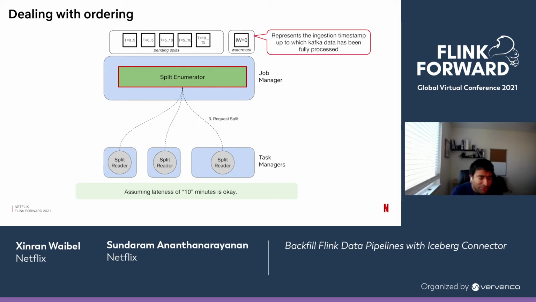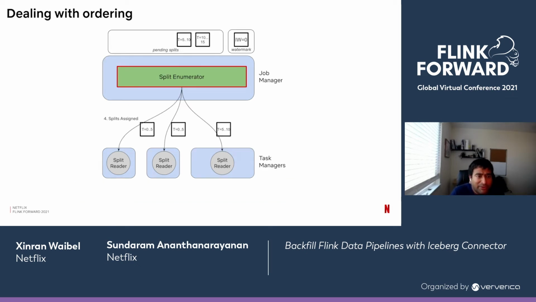So initially, you can see that it is initialized to 0, indicating that Kafka data up to minute 0 has been fully processed. Now, because the application can tolerate a lateness of up to 10 minutes, splits in the time window 0 to 5, as well as splits in the time window 5 to 10, can be read in parallel, as reading them will not violate the lateness constraint. However, the split from time window 10 to 15 cannot be assigned until the ingestion watermark moves further, as reading it would violate the lateness constraint.